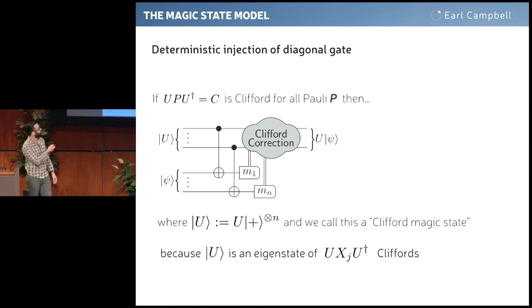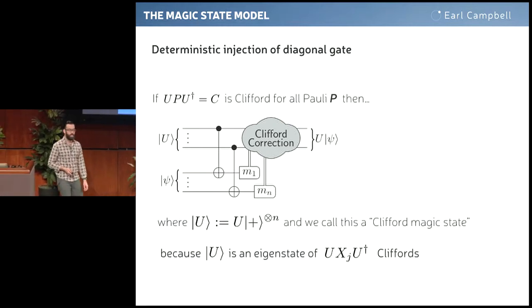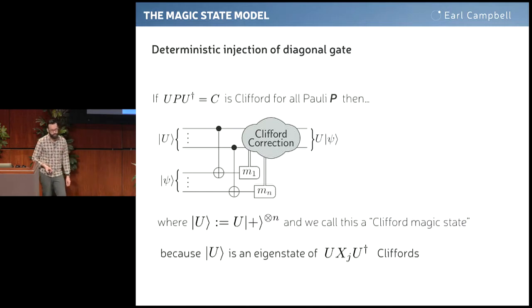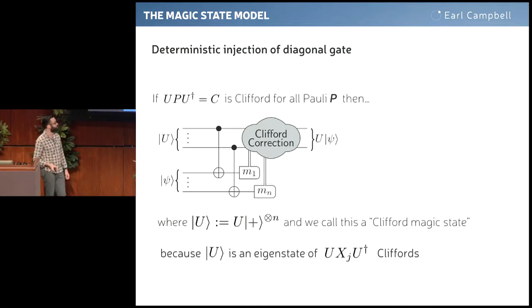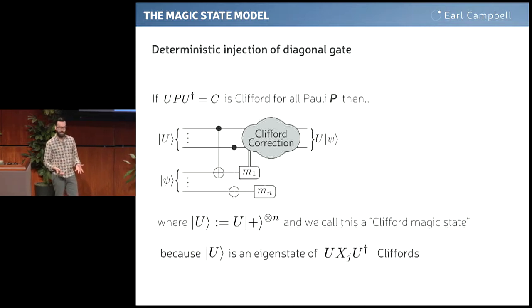So the reason for this, the connection between the maths and the circuit, is that these Clifford corrections correspond to just the Cliffords that you get when you perform this conjugation operation. So in this talk, we'll call such magic states Clifford magic states, because in addition to being able to use them to deterministically inject some non-Clifford unitary, we can think of them as being eigenstates of some Clifford. So they're stabilized by some Clifford unitary, much the same way that a stabilizer state can be uniquely defined as an eigenstate of some Pauli operators. The Clifford magic states are going to be uniquely defined as the eigenstate of some Clifford unitaries.